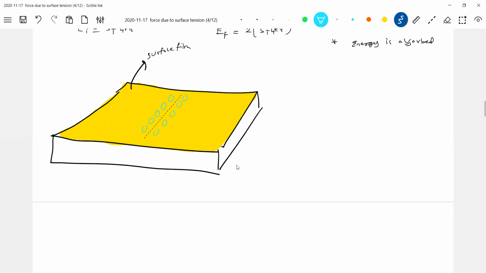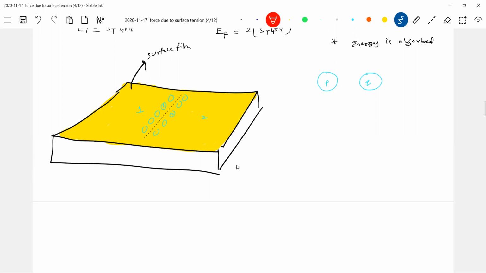This is layer one. This is layer two. So what will layer one try to do? Layer one will try to pull layer two, and layer two will try to pull layer one. Am I right? Any reason? Because if you take two molecules, tell me what they do. Let me take this as molecule P, molecule Q.